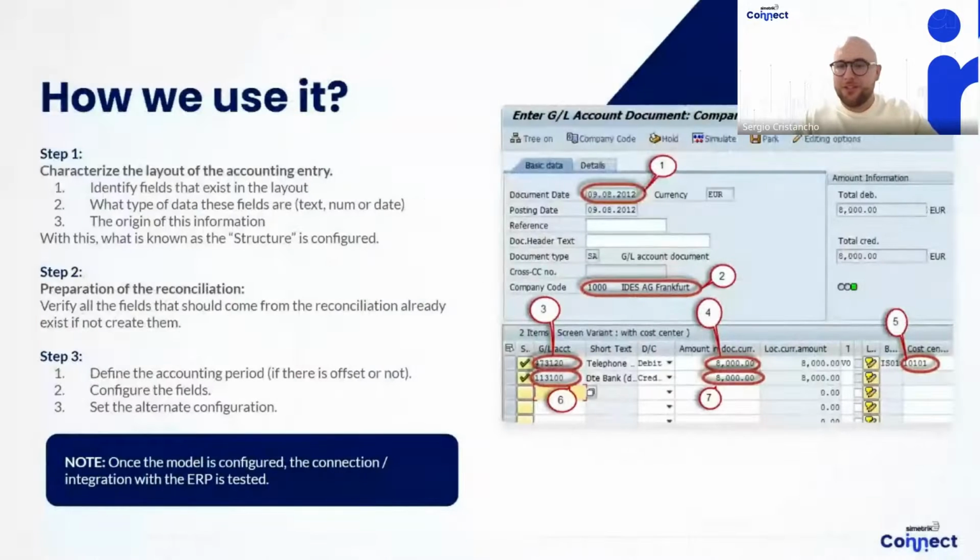Now, how do we use this? We broke it down into 3 main steps. The first one: you need to characterize the layout of the accounting entry. This means you need to understand what information has to be contained in one accounting entry. Once you get that picture, you need to list all the fields that you actually need and understand 2 things from them. The first one is the format they need to be in, so if they have to be in a number format, a date format, a text format, or whatever else you need. The other thing you need to figure out is the origin.